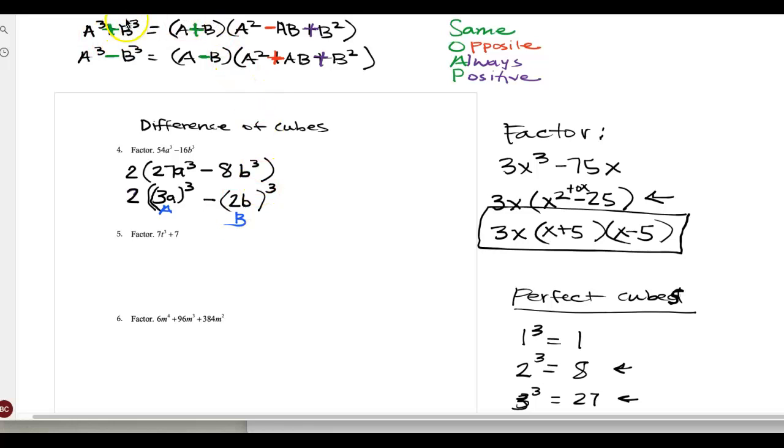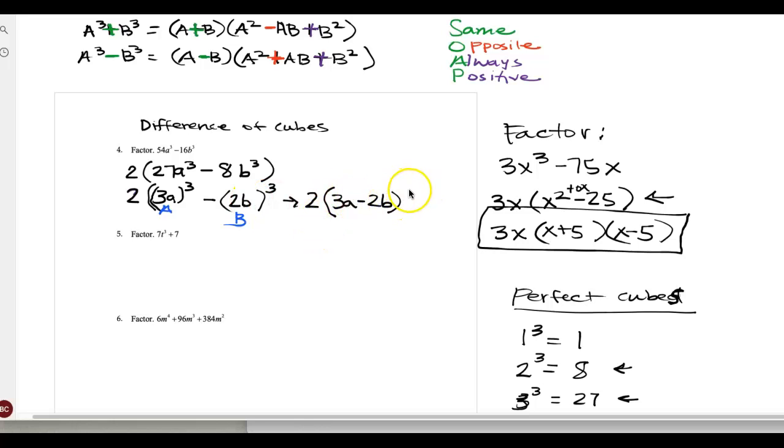Okay, so when I am using this, let me try and do this over here. So again, I have my 2 on the outside. In my first parenthesis, I need to do a minus b. Well, my a here is 3a, and then minus 2b.